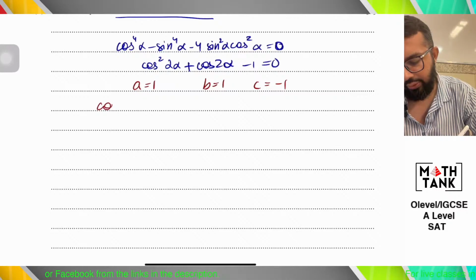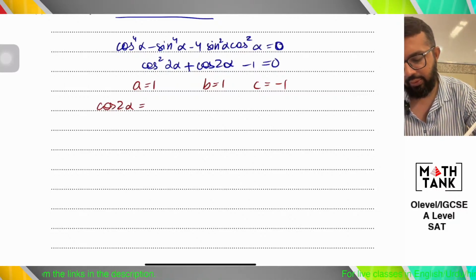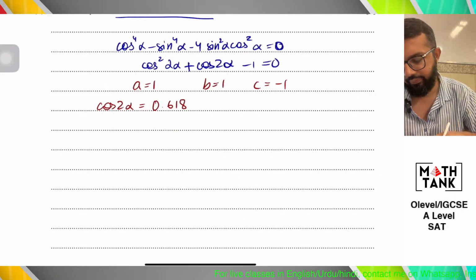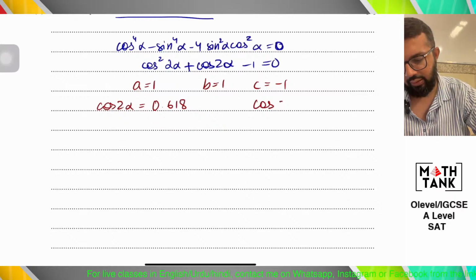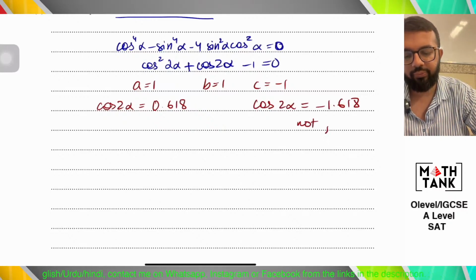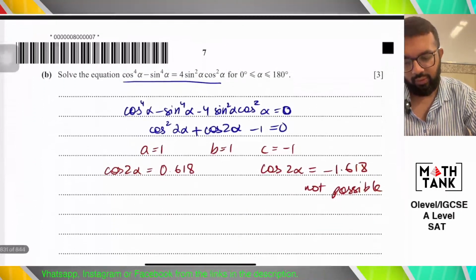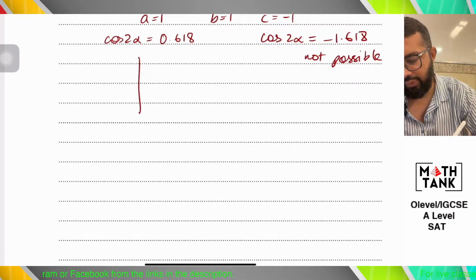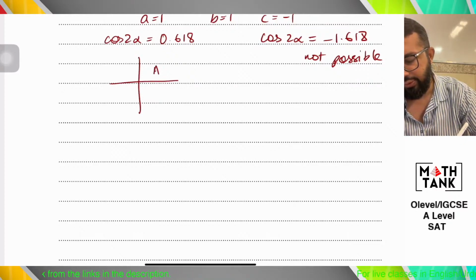So the answers for cos 2 alpha come out as 0.618 and minus 1.6. Not possible. What is the given domain? 0 to 180. So I'm going to take quadrant 1, 2, 3, and 4. So A and C.